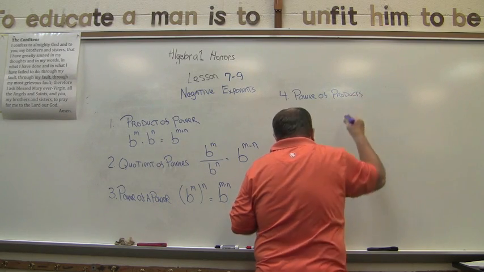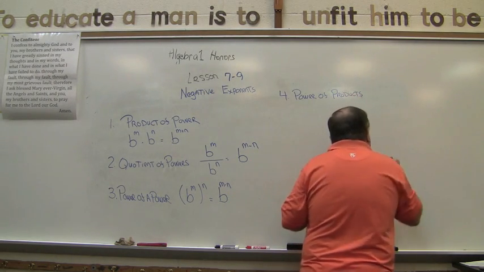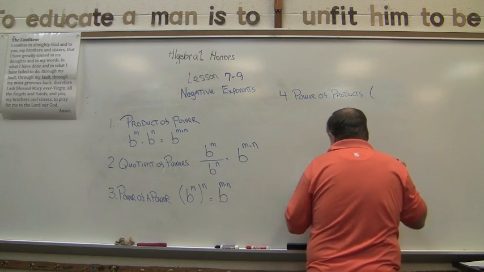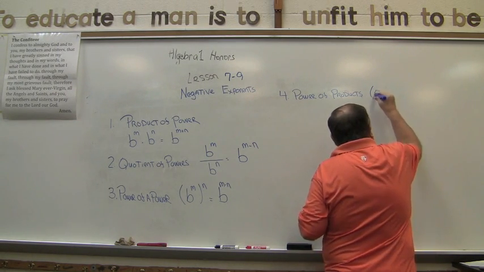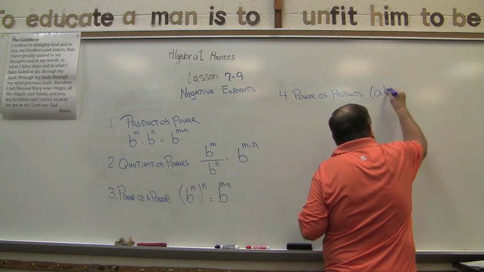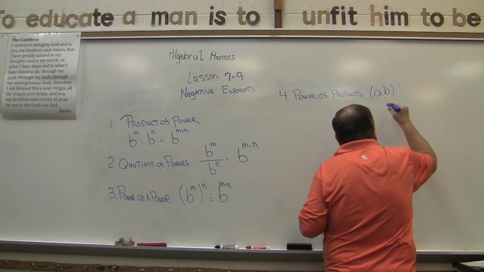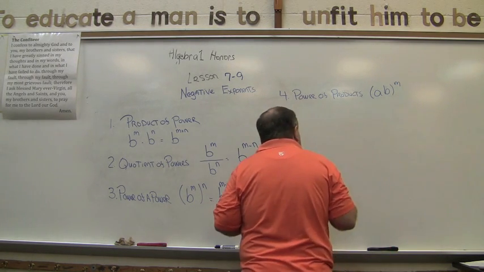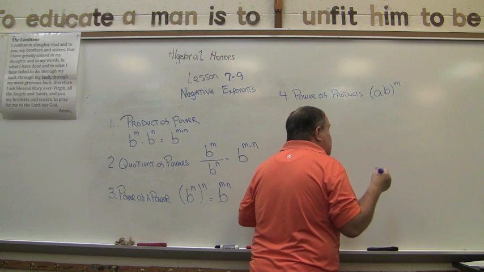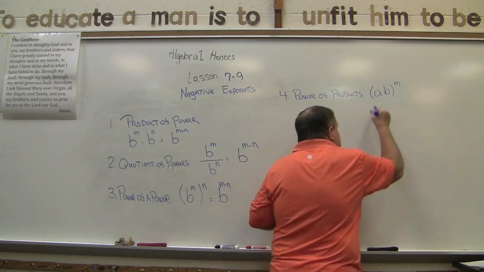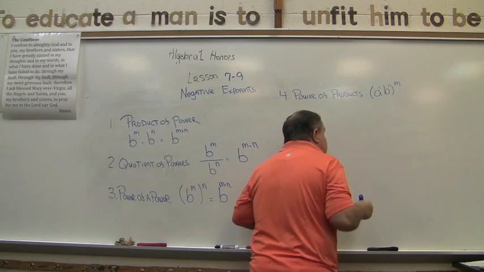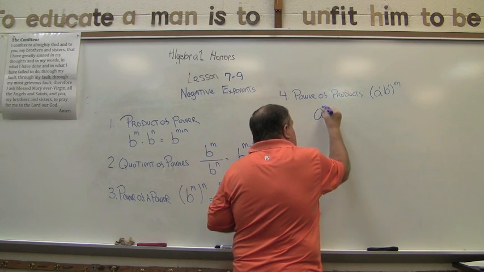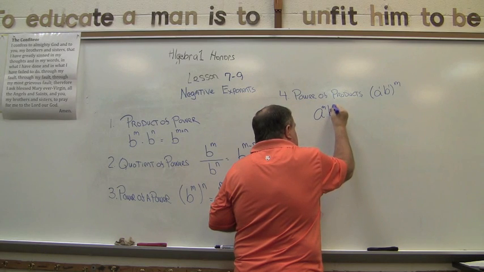Okay, the power of products rule says this, that if we have two products, well actually that's what I showed you just a minute ago as an example. If you have a product inside of your parentheses, such as a times b, and you're raising it to the nth power, you're going to multiply each one of the exponents, because there's a 1 here and a 1 here, and your answer for this is going to turn out to be a to the m power and b to the m power.